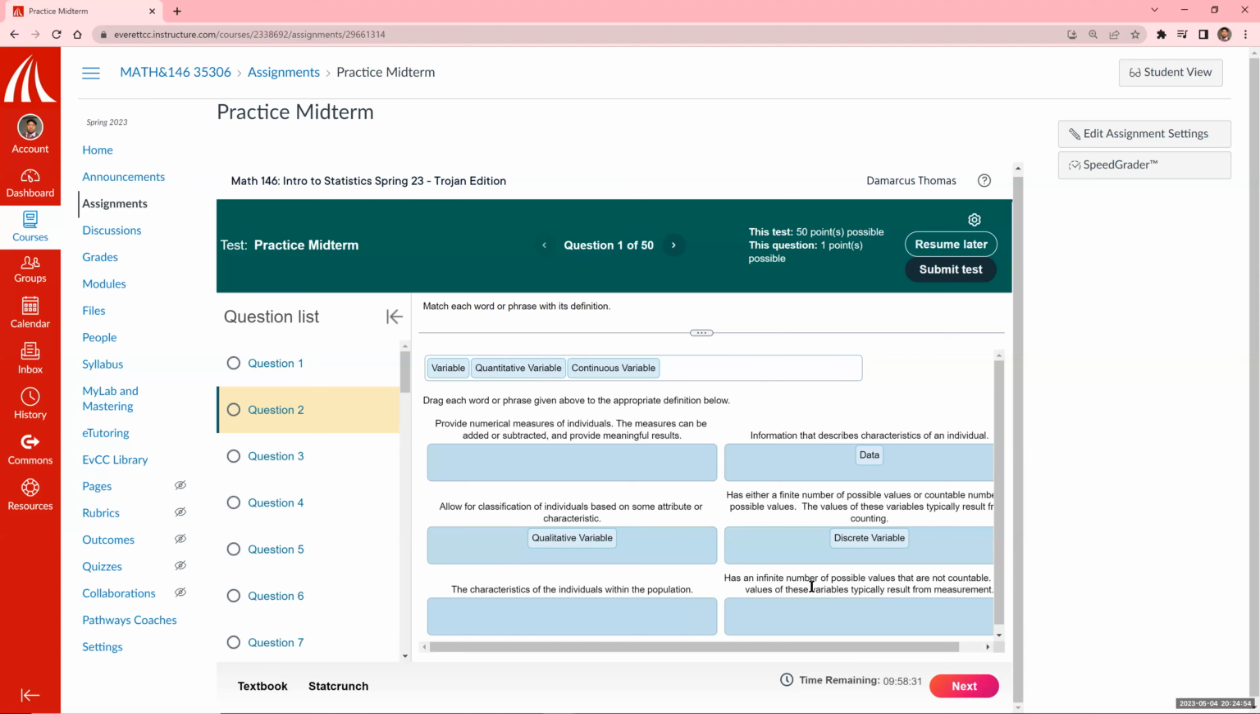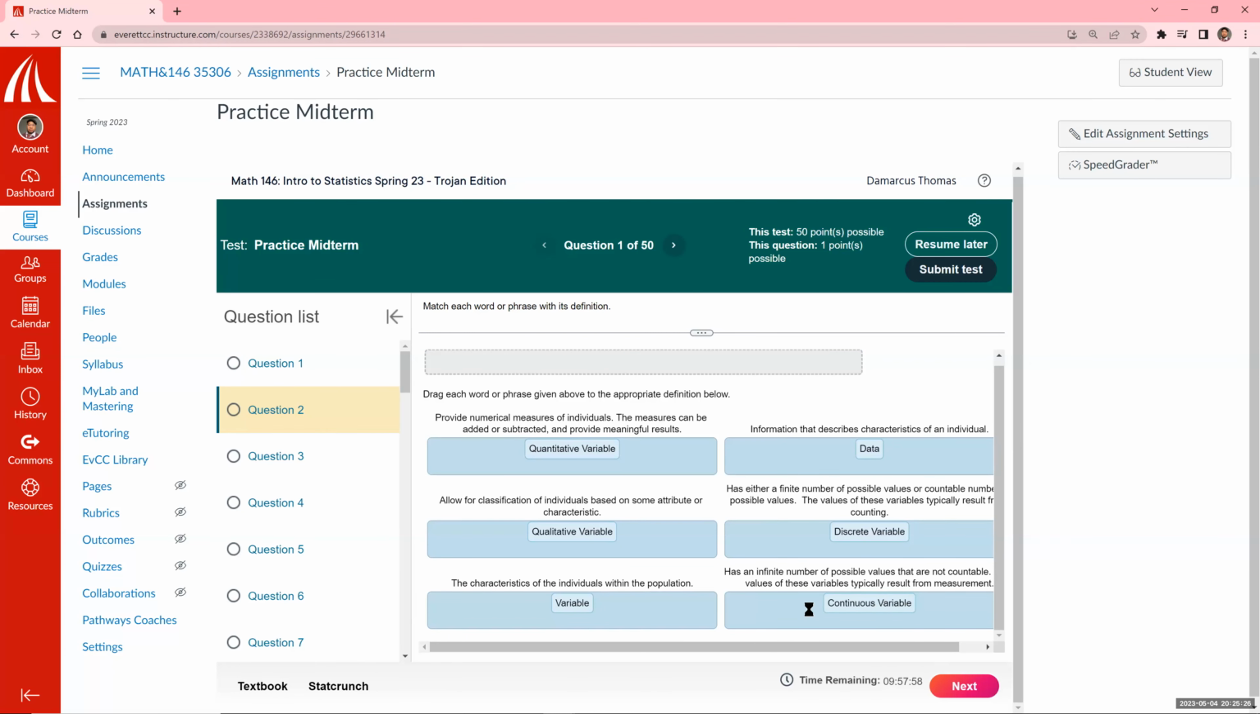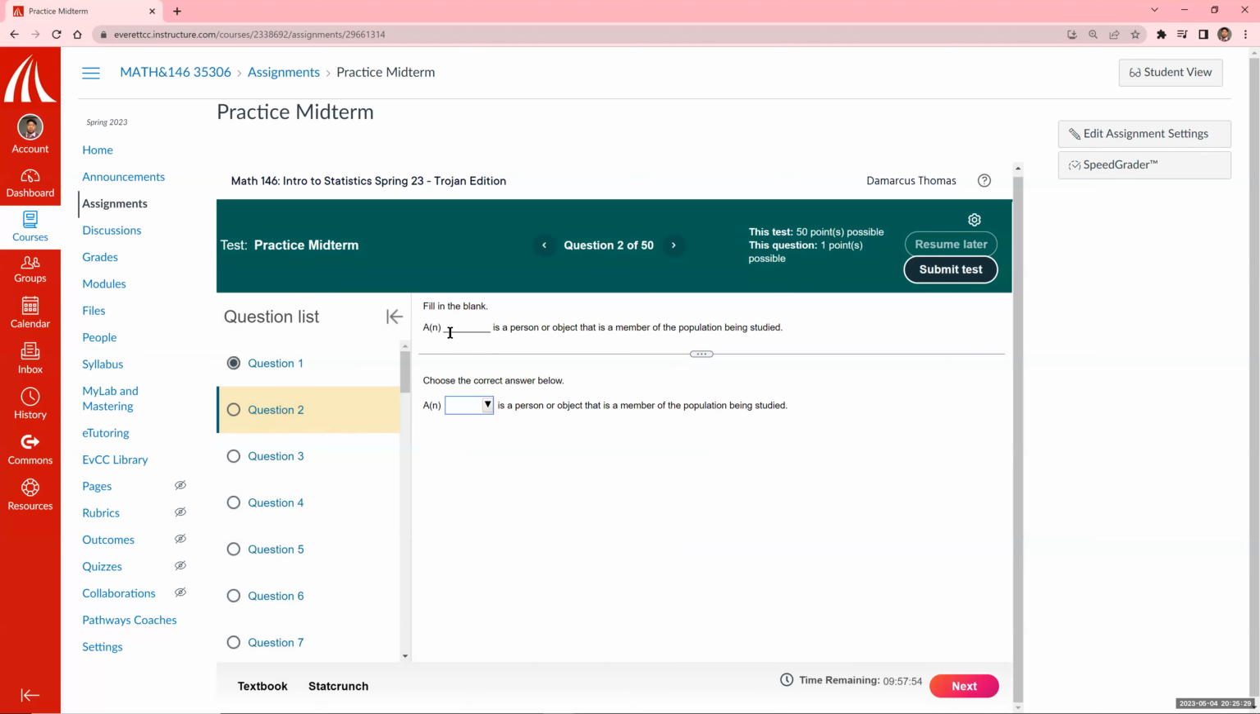Has an infinite number of possible values that are not countable. Continuous. The characteristics of individuals within a population. Say variable. Provide numerical measures of individuals. The measures can be added or subtracted. All right. They had to go somewhere, so just fill it out. And a blank is a person or object that is a member of the population being studied.